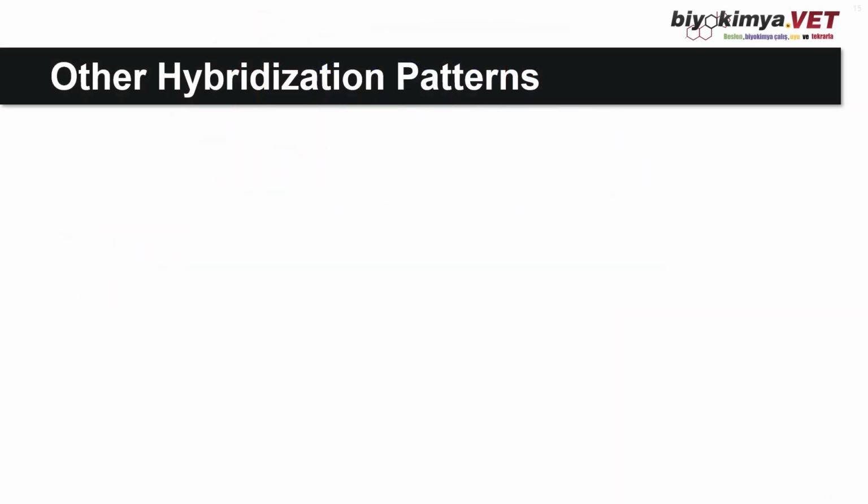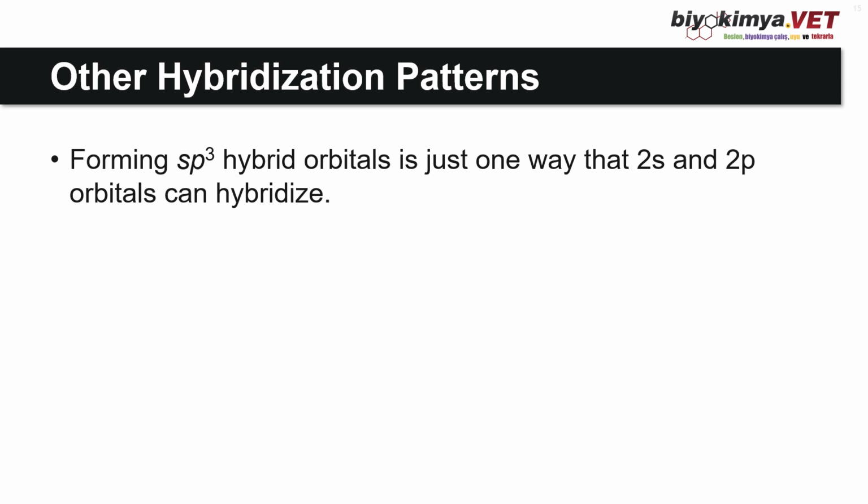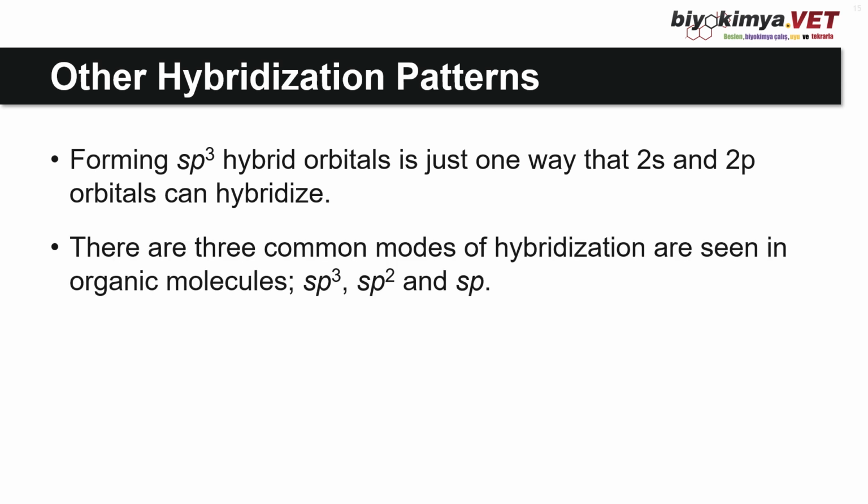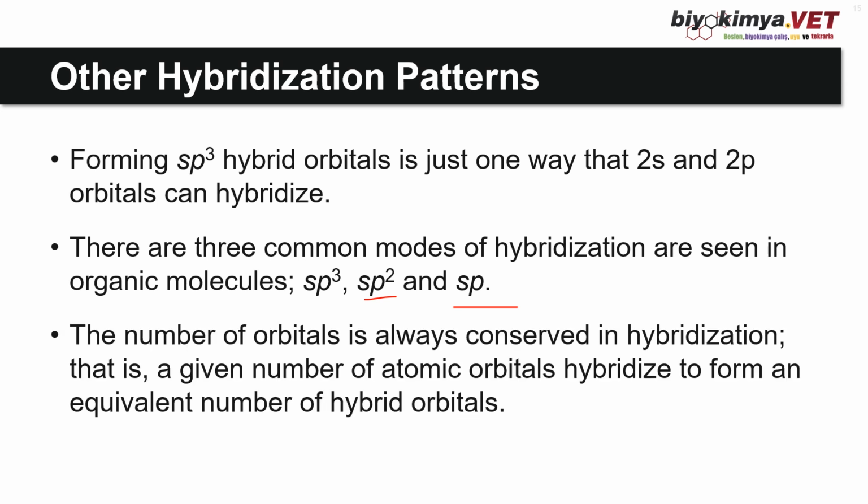There are other hybridization patterns also, and one possibility is forming the sp3 hybrid models. This is just one way that 2s and 2p orbitals can hybridize. And there are also other ones, sp2 and sp hybrid models. The number of orbitals is always conserved in hybridization. That is, a given number of atomic orbitals hybridize to form an equivalent number of hybrid orbitals.